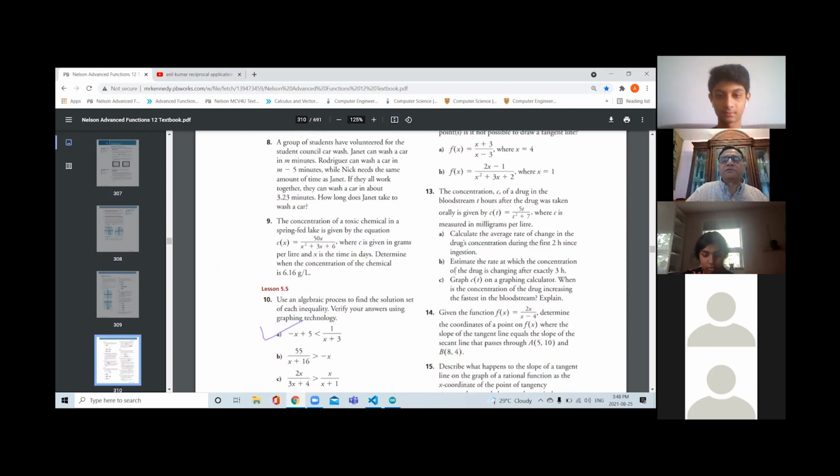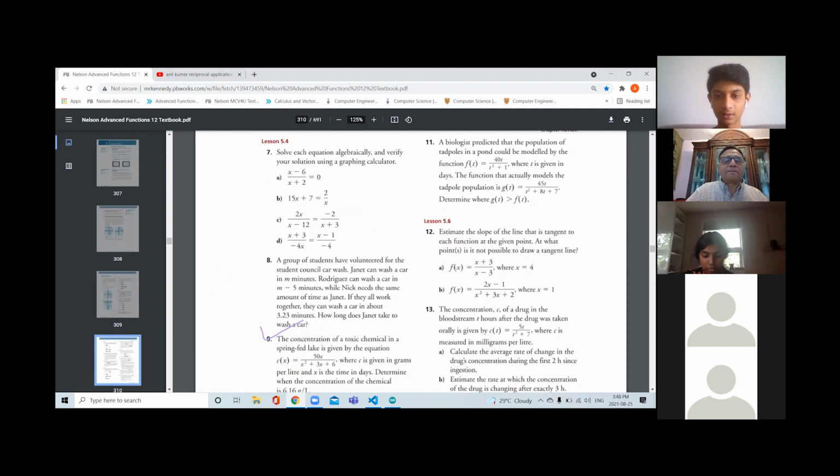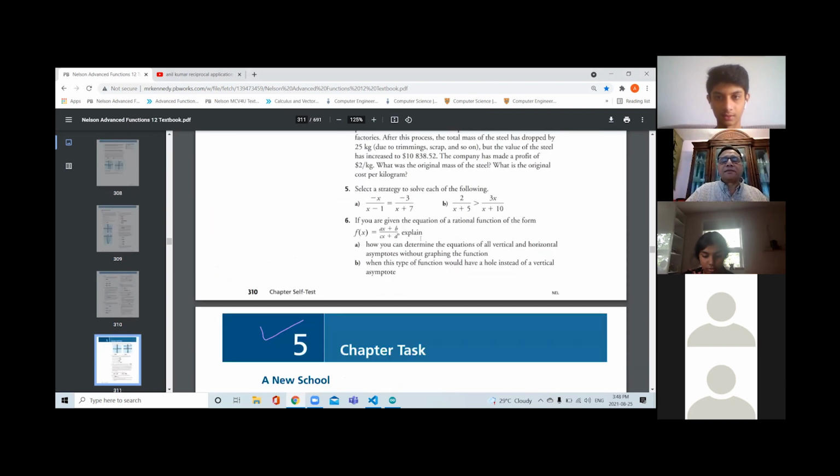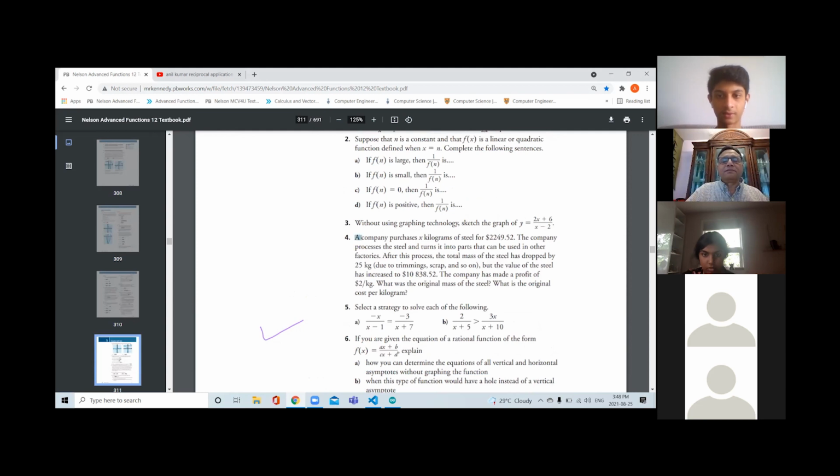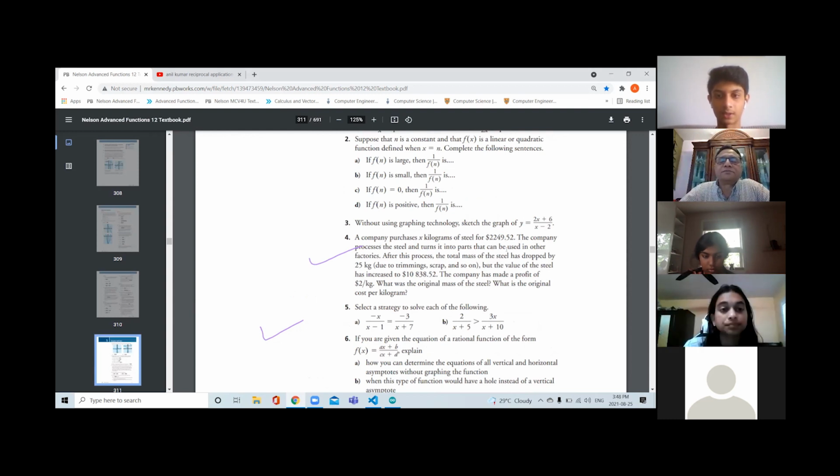Where is the equation not given? I think everything else is given, but over here, it's not given for number 4. Yeah, read this question. A company purchases X kilograms of steel for $2,249.52. The company processes the steel and turns it into parts that can be used in other factories. After this process, the total mass of steel has dropped by 25 kilograms, but the value of the steel has increased to $10,000. The company has made a profit of $2 per kilogram. What was the original mass of the steel? What is the original cost per kilogram?